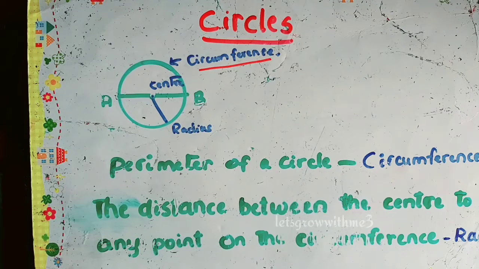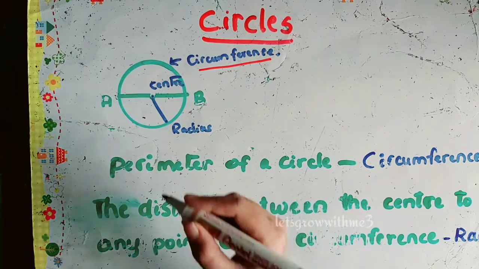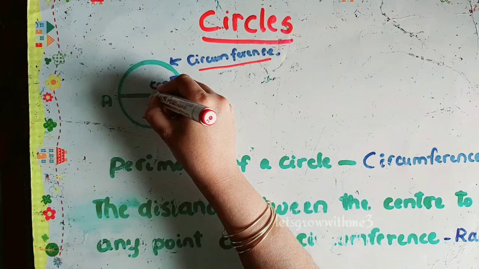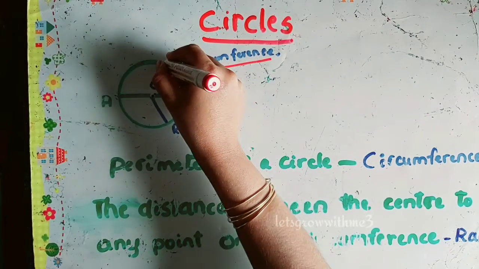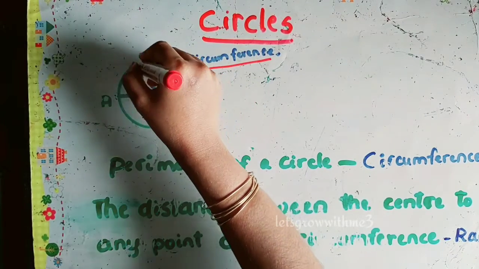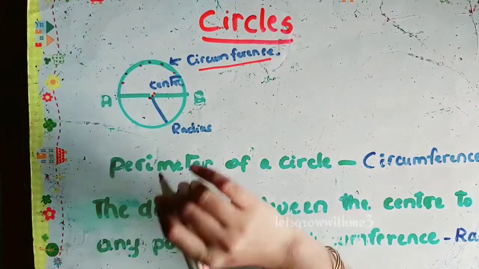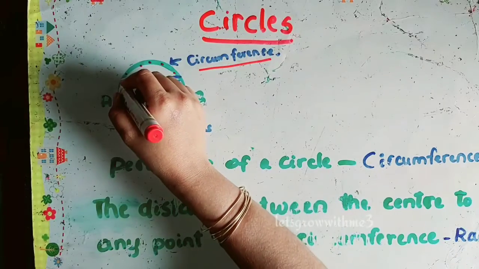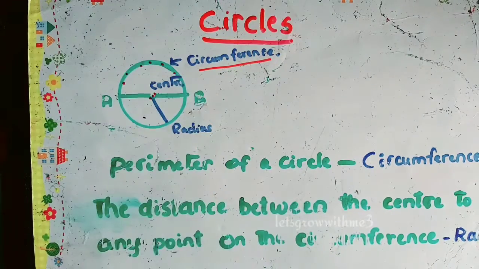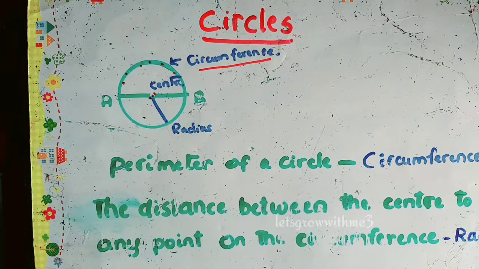So we can select any point on the circumference. It need not be a particular point. It can be any point on the circumference, and the distance to the center is called the radius. All values are the same. All values are constant. It won't change throughout the circle. Okay, next we will say center.